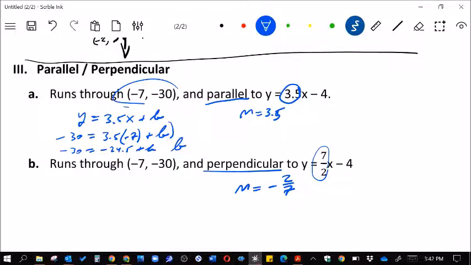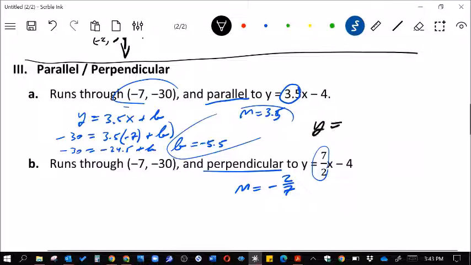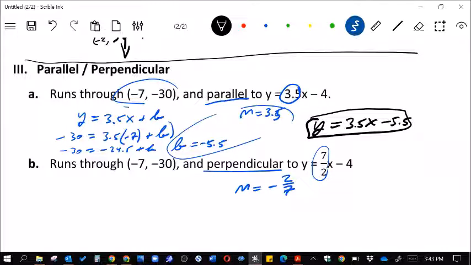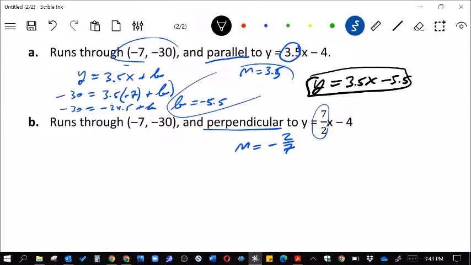So when you add the 24.5 on both sides, you get -5.5. Now we have the two things that we need, and we would say that y is equal to 3.5x minus 5.5. Or if you want to do it with fractions, it's 7 over 2, and I believe that's 11 over 2. All right. Now, when it's perpendicular, we're going to do the exact same thing, but instead of using 3.5, we're going to do -2 over 7, because it's the opposite reciprocal.